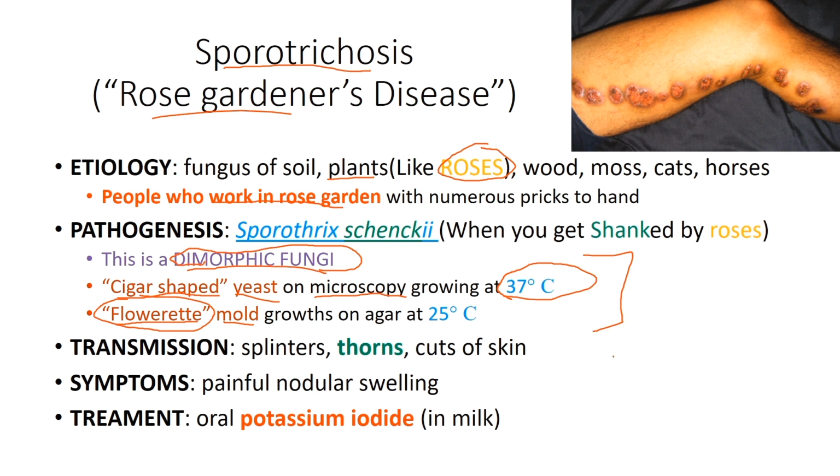Transmission is pretty much from thorns and splinters. You have to get cuts in the skin. It's a painful nodular swelling that migrates up the lymphatics in a linear fashion. So you can see this kind of organizing up here, moves up, infects, causes an ulcer, moves up, infects, causes an ulcer, and continues up like that. And then pretty much what you do is you give potassium iodide. You can give that in milk, and that is a treatment for this.